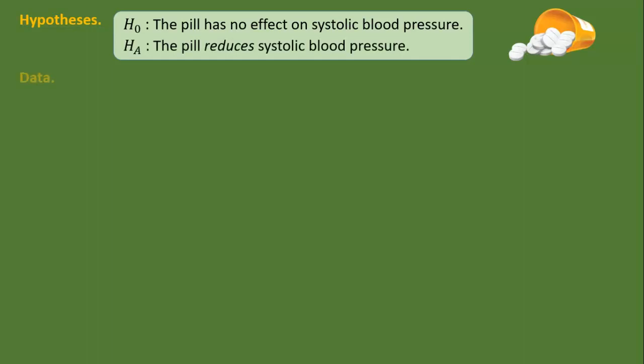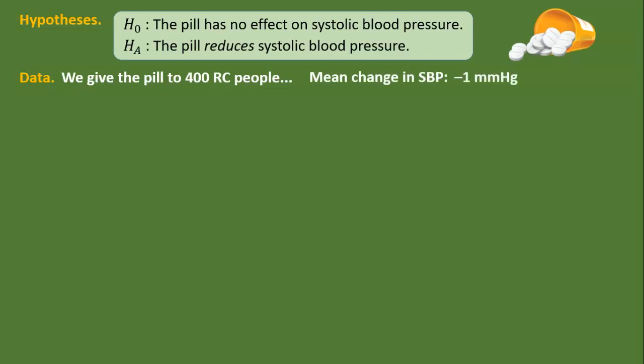We'll need to gather some data. In our study, we give the pill to 400 randomly chosen people, measuring their blood pressure before and after. For each person in the study, we'll record the change in systolic blood pressure. Let's say that when we average those 400 changes, we find that the mean change in systolic blood pressure is -1 millimeter of mercury. Millimeters of mercury is just the weird units used for blood pressure.